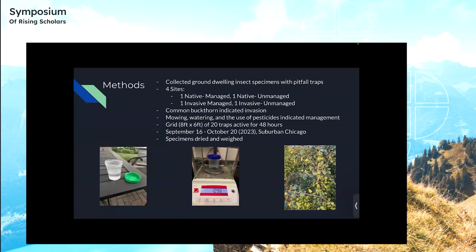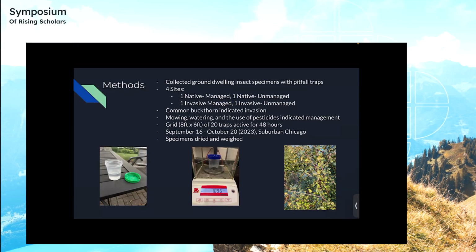In our experiment, we collected ants and also inevitably other insects at 4 sites using pitfall traps. Pitfall traps are small plastic cups that I filled with 35 milliliters of propylene glycol, which essentially served as a way to preserve the specimens that fell into the cup throughout the experiment. As for the research sites, there were 4 of them located in suburban Illinois. Out of the 4 sites, 1 was native and managed, 1 was native and unmanaged, 1 was invasive and managed, and 1 was invasive and unmanaged.